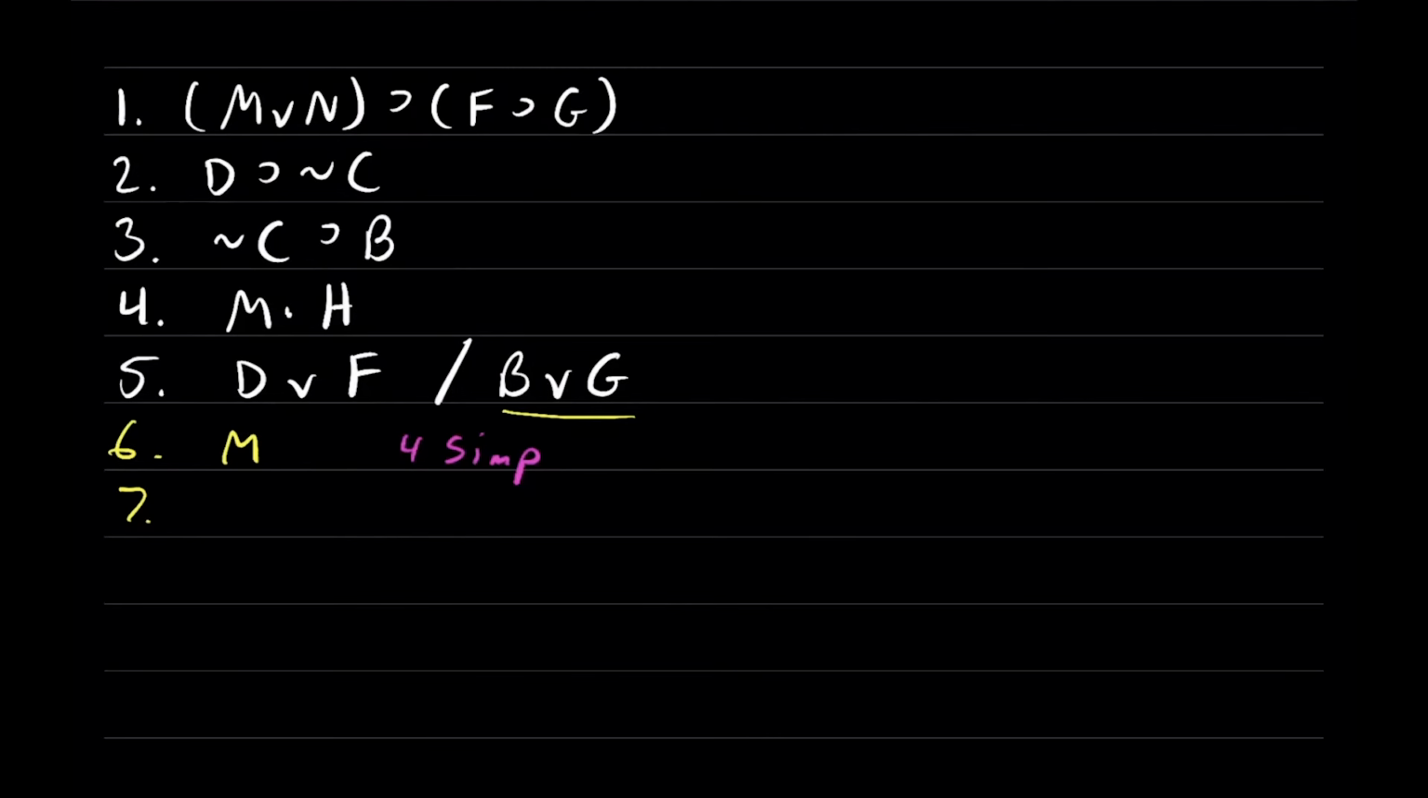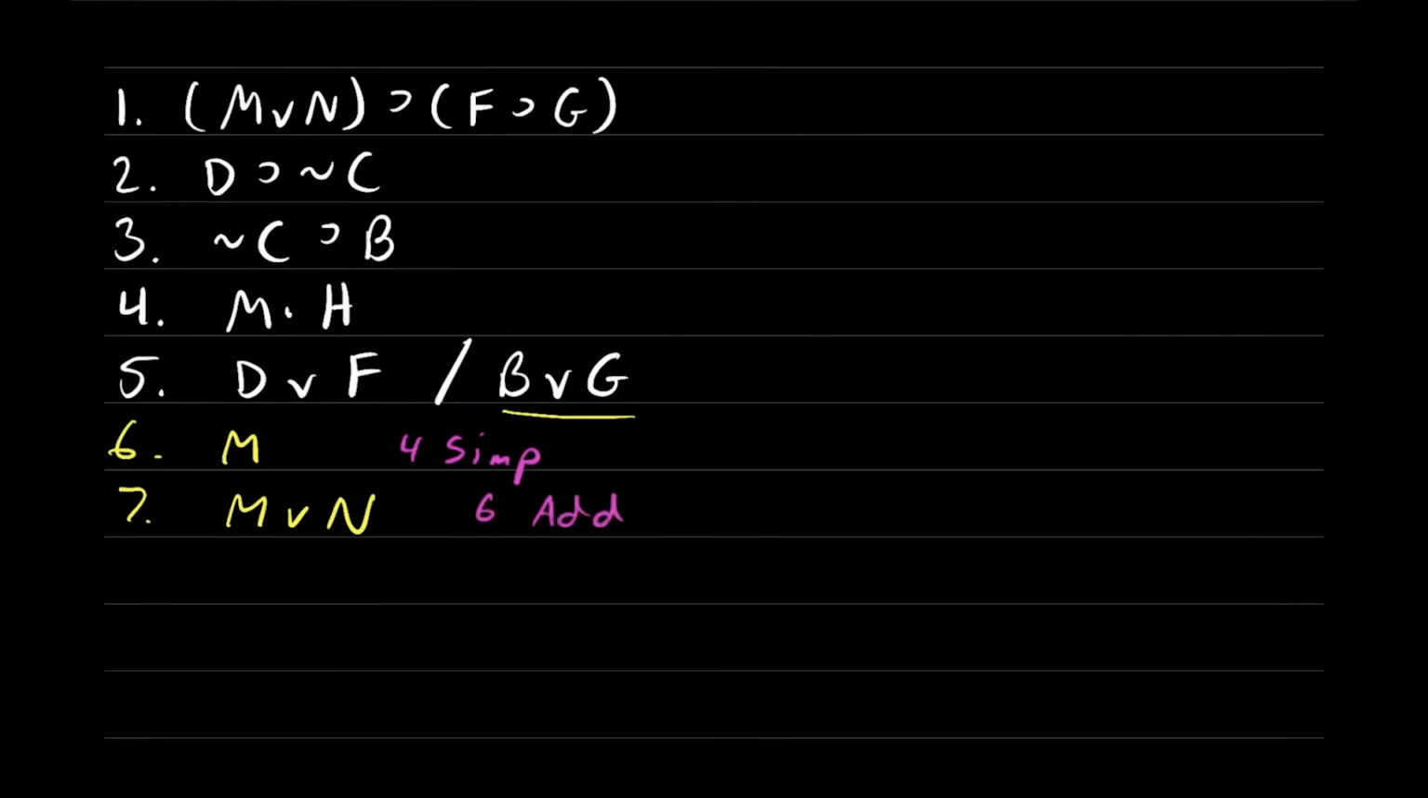Well, if we have M on its own line, we can use addition to add anything we want using a wedge, and that will follow. So because we have M, we can have M or N. And that does not follow from line 1, that follows directly from line 6 by addition.